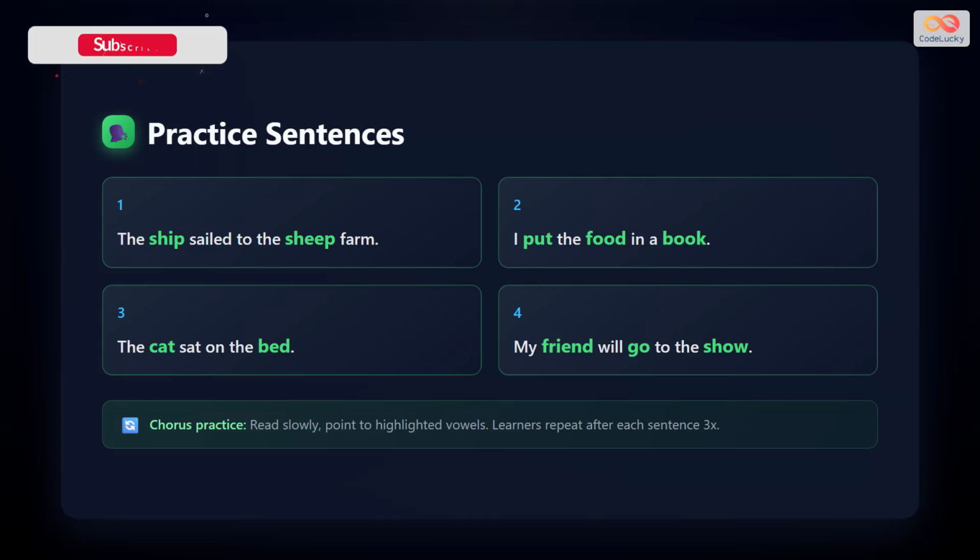Third sentence, the cat sat on the bed. Notice cat has the short A and bed has the short E. Fourth sentence, my friend will go to the show. Notice my has the long I glide, go has the O glide, and show has the O glide. Read each sentence slowly and point out the highlighted vowel sounds. Have learners repeat after each sentence 3 times, then practice individually.